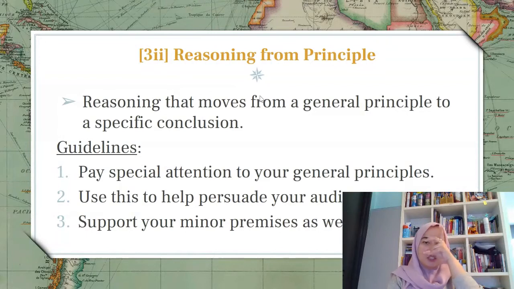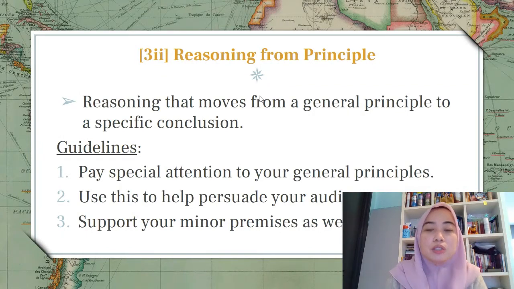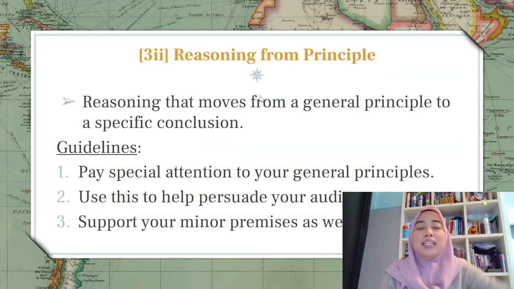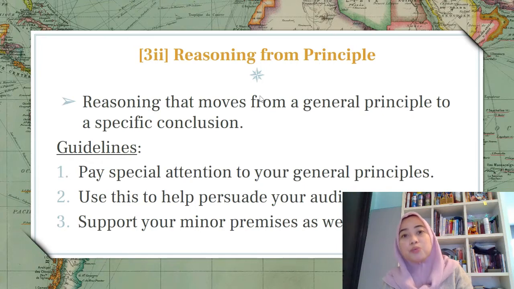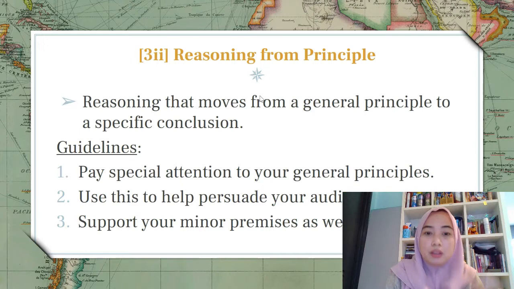Number two, we're looking at reasoning from principle. Basically, reasoning from principle is the opposite of what we talked about just now. It goes from a very general principle to one very specific conclusion. Again, there are some tips if you want to use this. The first is to pay very special attention to your general principle. Number two, you need to be able to use this to help you persuade your audience. And number three, you need to be able to support your minor premises as well.